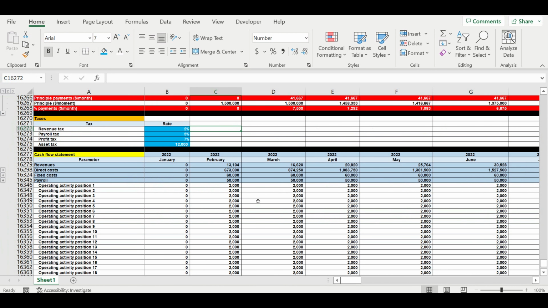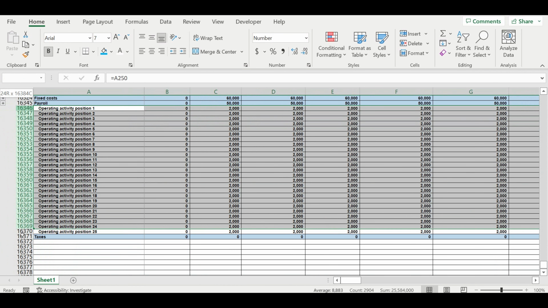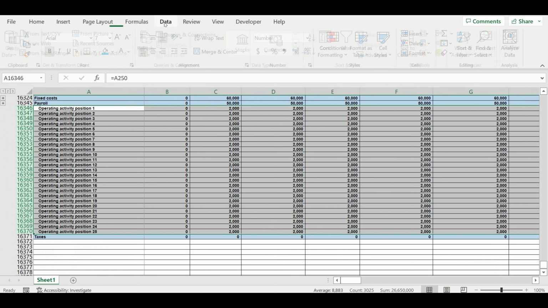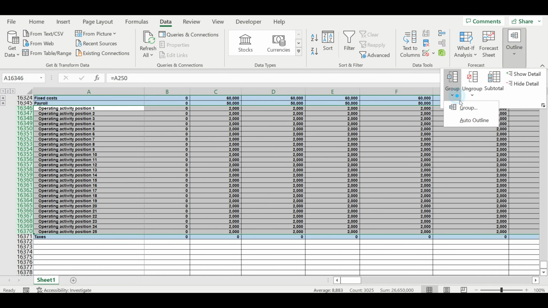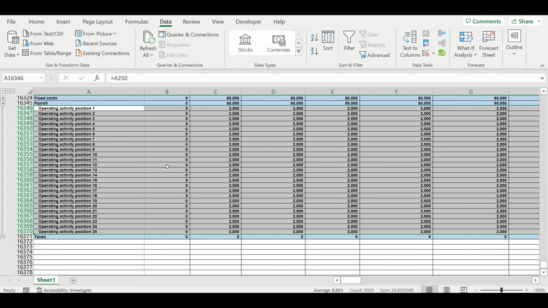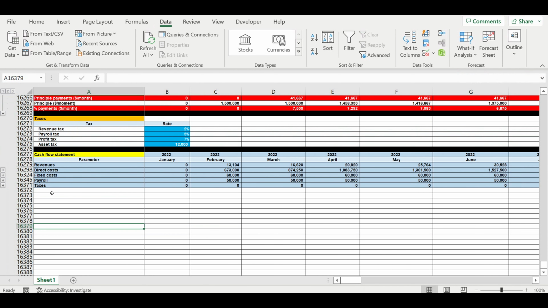Then we are moving back to taxes. Let's hide payroll expenses, data, group. So here on the left we are placing the names of taxes.